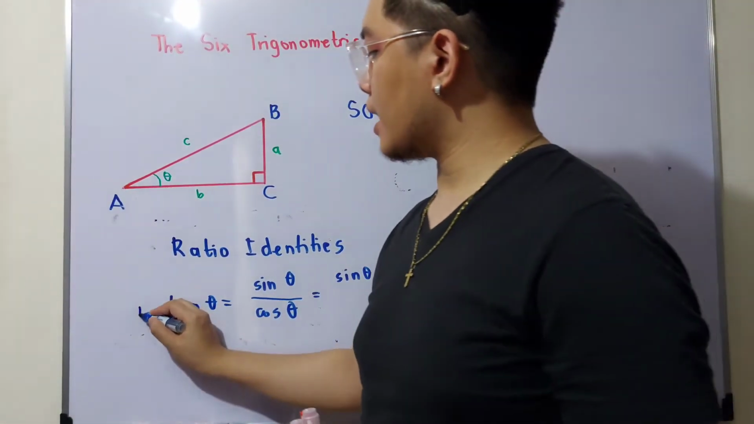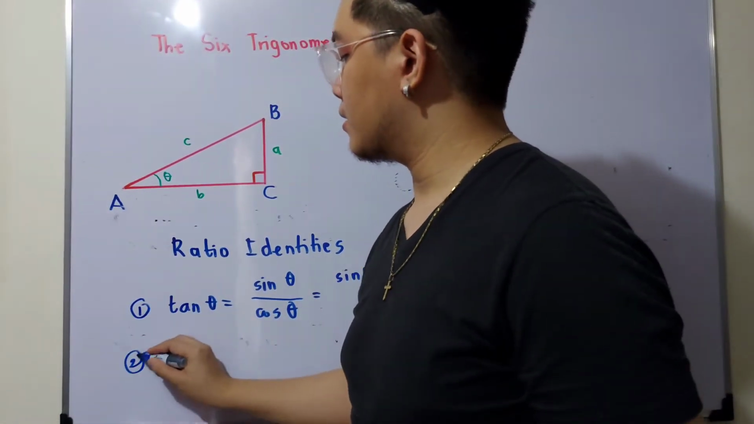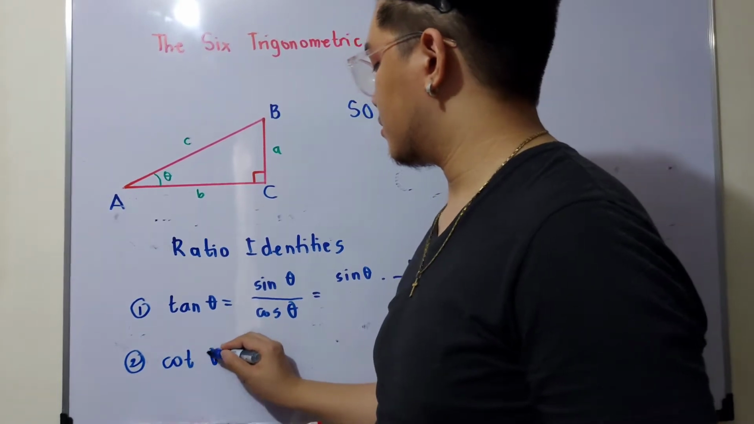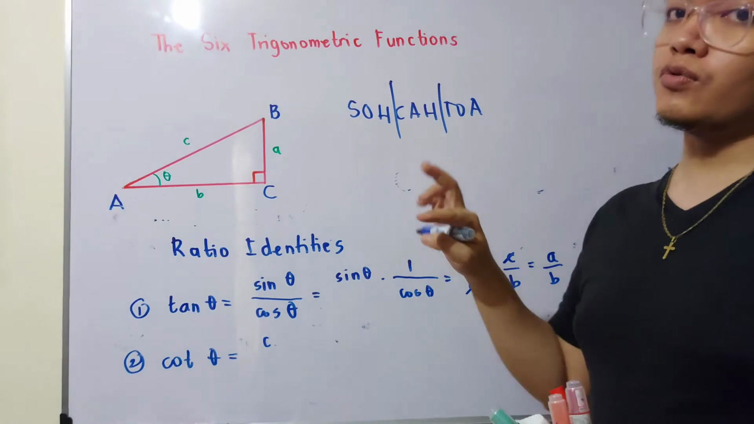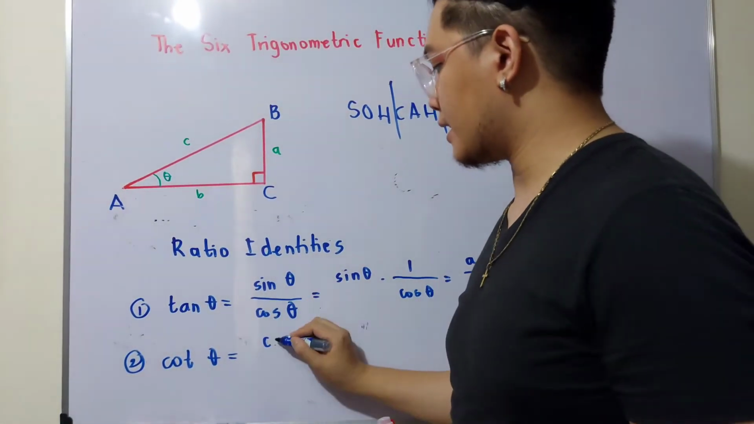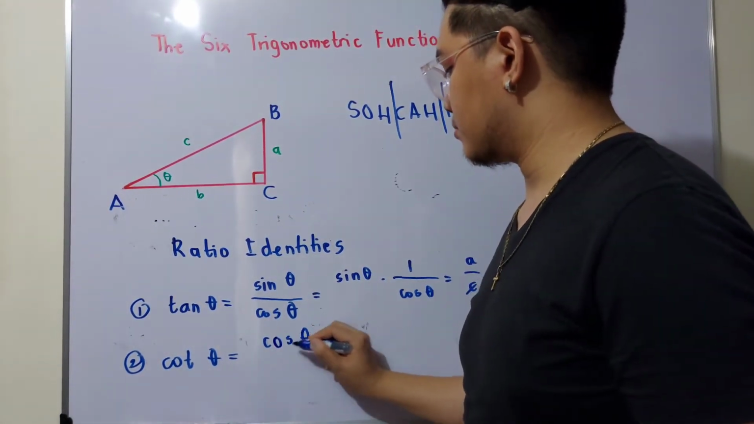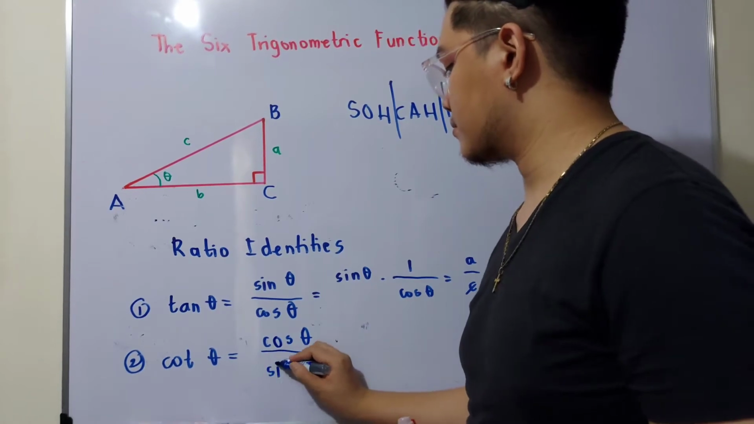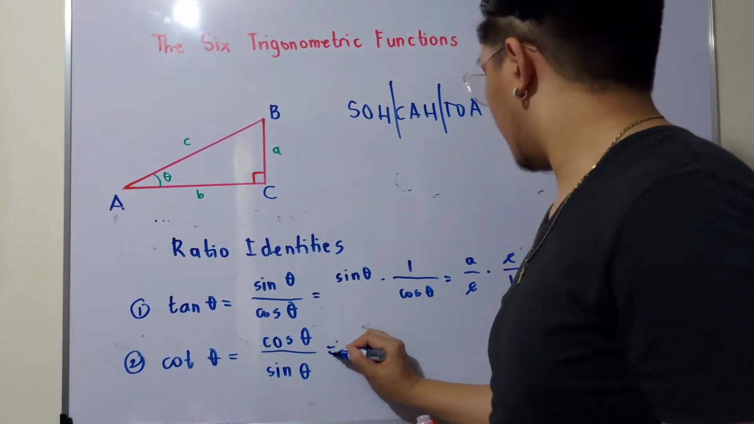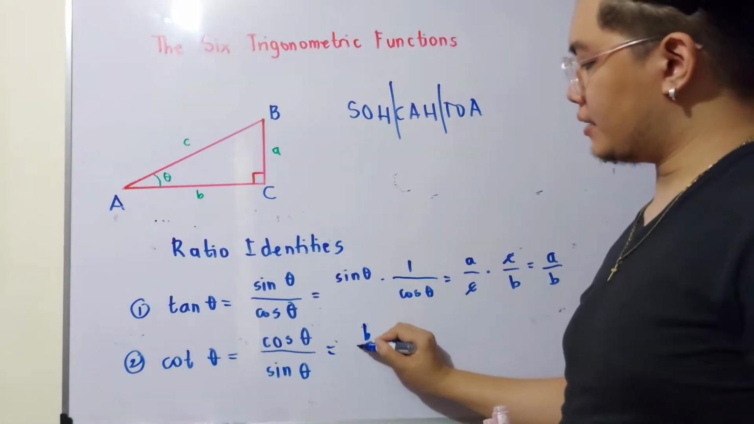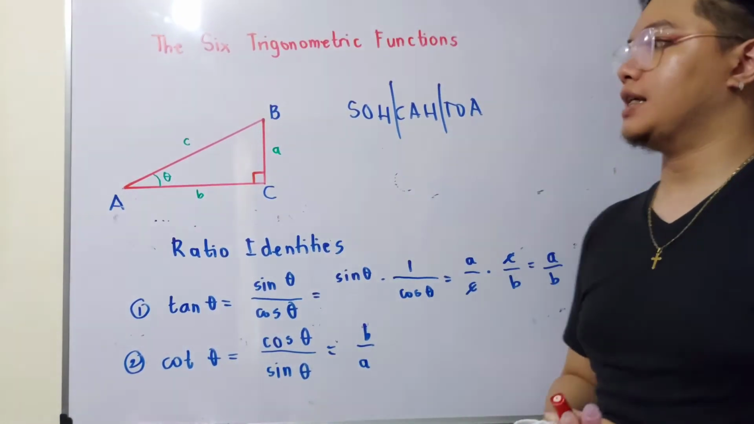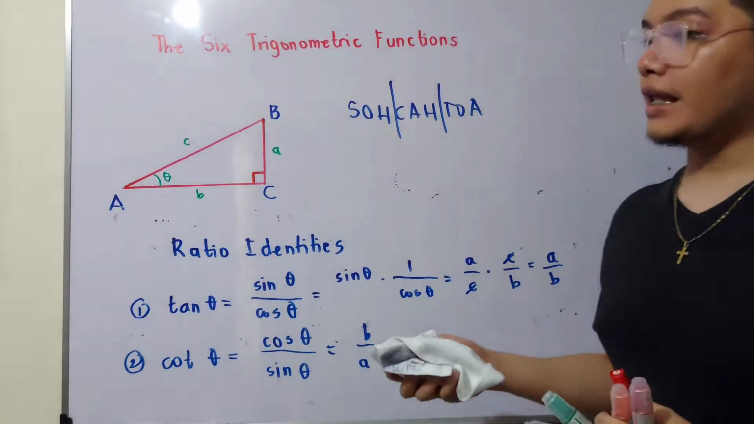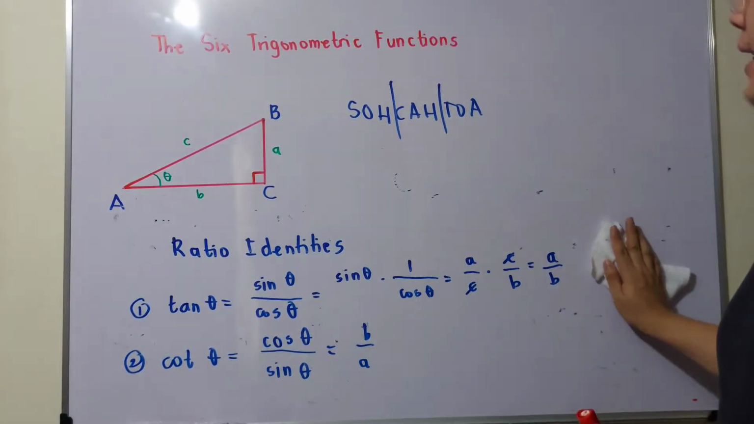Tapos, yung cotangent naman, since reciprocal ng cotangent yung tangent, baliktarin lang natin to. Okay, so we have B over A. Yan. So, yan yung ratio identities. Ayan yung mga magagamit natin later sa mga problems natin.